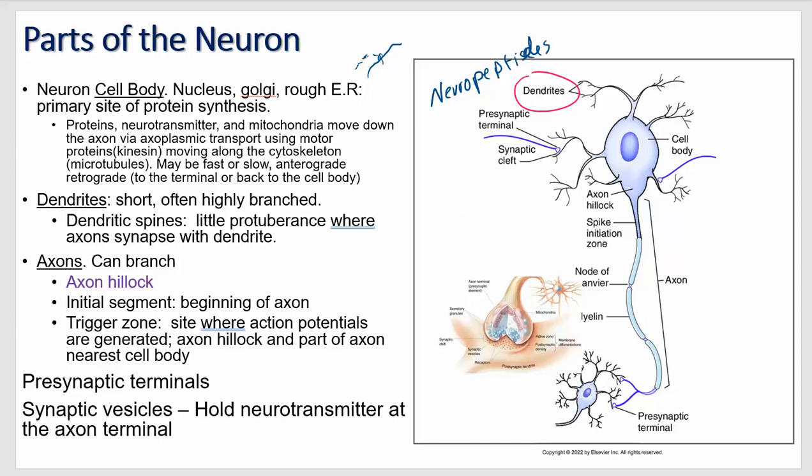Okay, so let's see. Axons. The axon is that long part of the cell that transmits the action potential. And the very beginning of the axon is this area called the axon hillock.